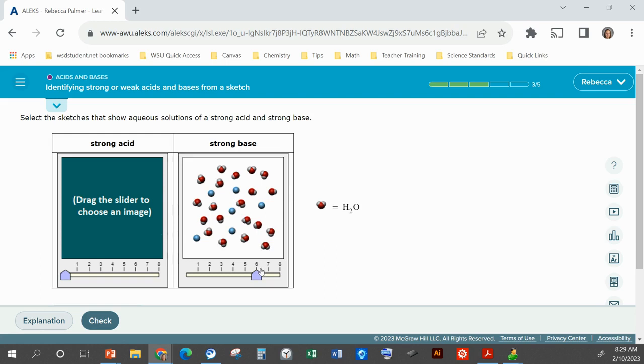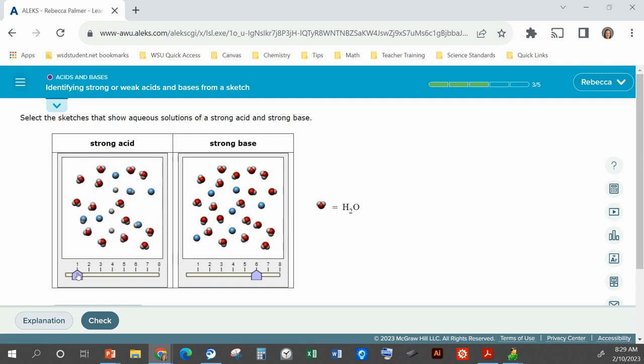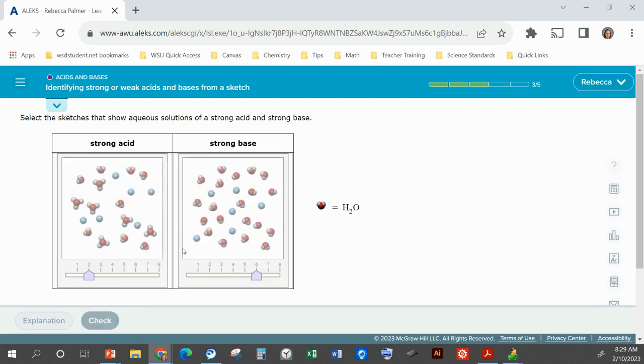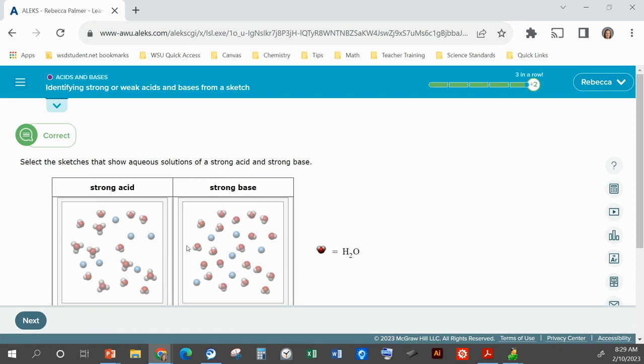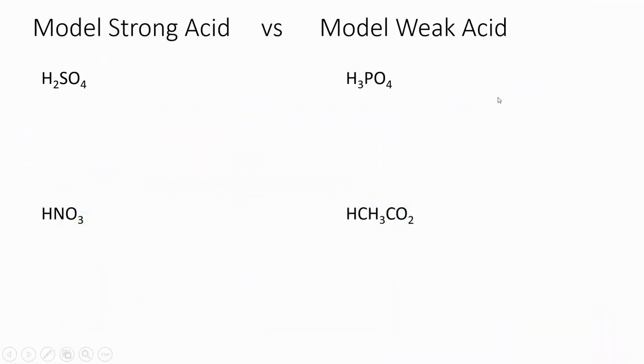We'll check that, but does that make sense? Okay. And then let's do strong acid again. We're looking for an acid that's completely dissociated and the hydrogens aren't free floating. So this would be our strong acid. Okay. Questions on that one? Does that topic make sense? Okay, so we got through that one.